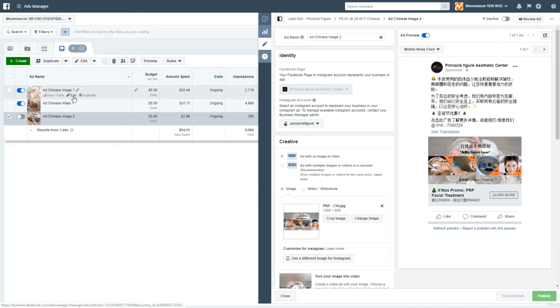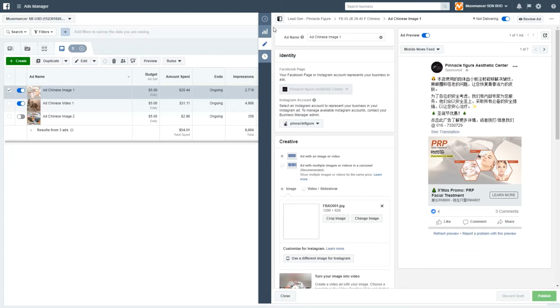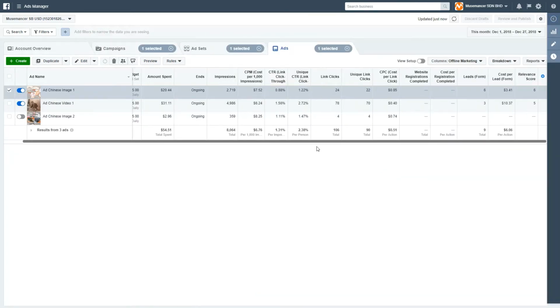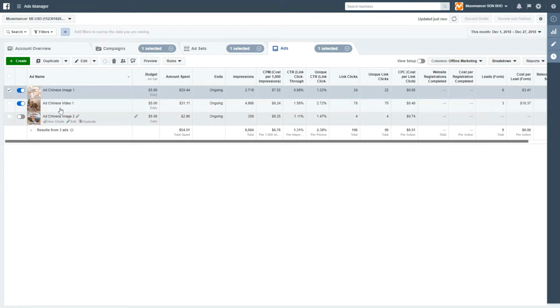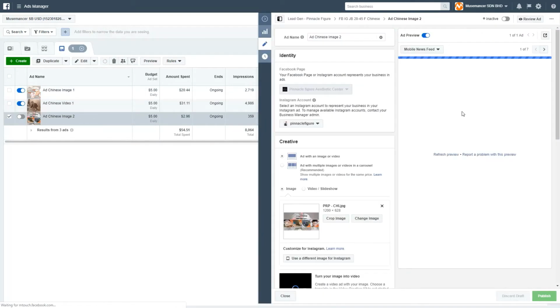We added 2 more image ads a couple of days later, and then we had all 3 ads running: 2 image ads and 1 video ad. We can see in the stats that Chinese image ad number 1 was generating 6 leads, and the cost for acquiring a lead was a lot cheaper, about a third of the cost, $3.41. Wow. And if you notice this other Chinese image ad, it didn't generate any leads at all.